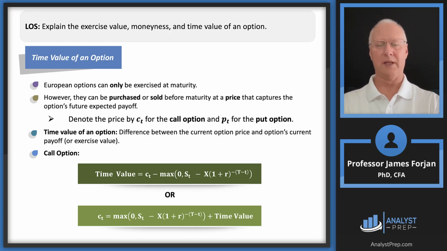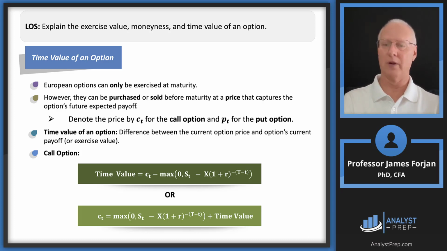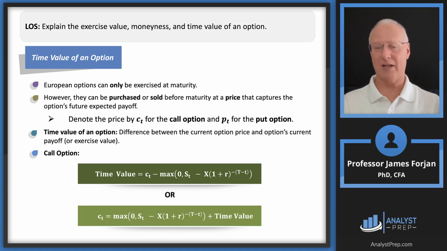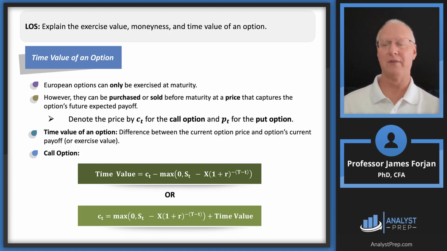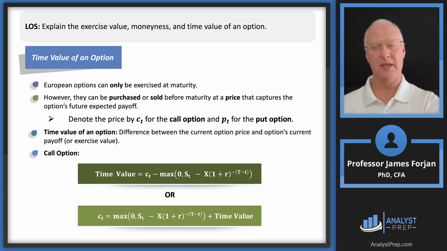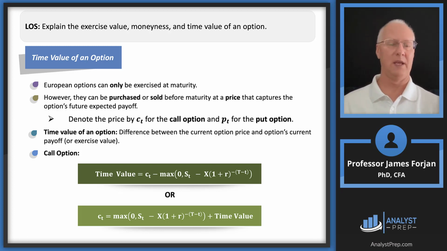Let me go ahead and explain the greens here just a little bit. So what are we doing here? Well, we're doing the same thing as we did before. We're taking that lowercase c sub t, the call premium or the call price, and we're just going to subtract out the maximum of 0 or the difference between the stock price and the present value of the exercise price.